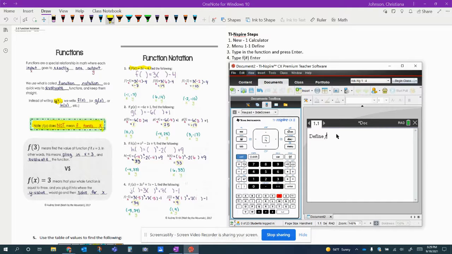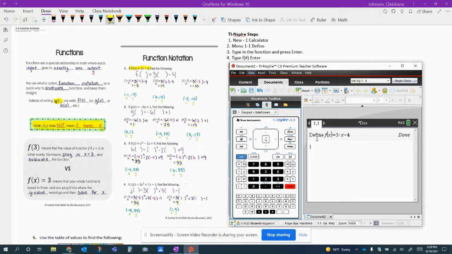This time you will have to use the letter f, and then the parentheses are right here, and then you type x, and then use the arrow to get off and say equals 3x minus 4, and then you say enter. So that types in the equation, and it should look exactly like it does on your paper.